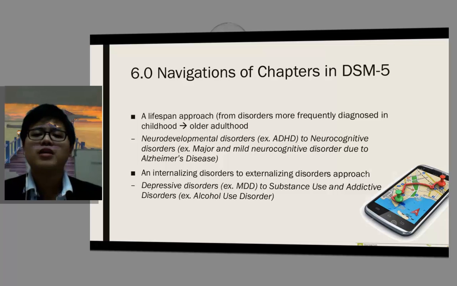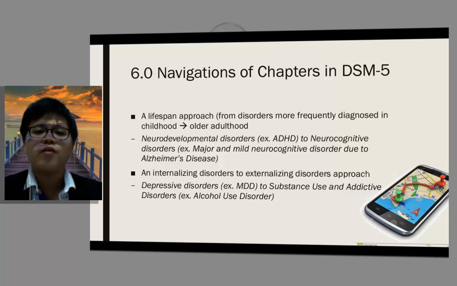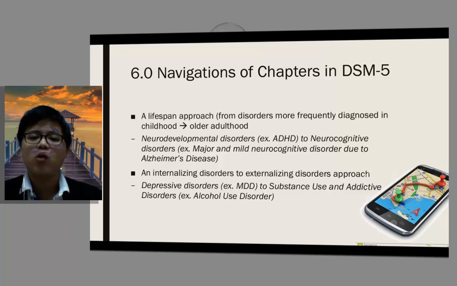Now, let's look at how the chapters in DSM-5 are arranged. The chapters in DSM-5 are arranged according to two different approaches. The first approach is the lifespan approach. The disorders that are more frequently diagnosed in childhood are arranged at the front of DSM-5, and accordingly until the mental disorders which are more often diagnosed in older adulthood.